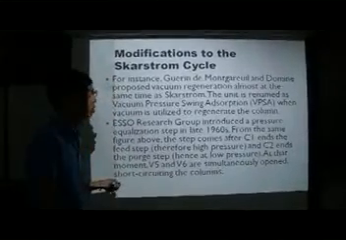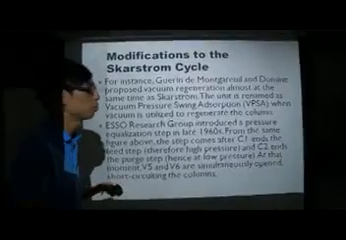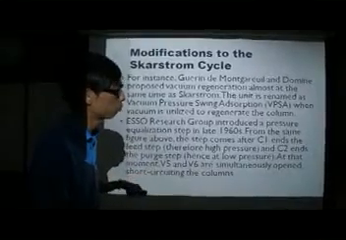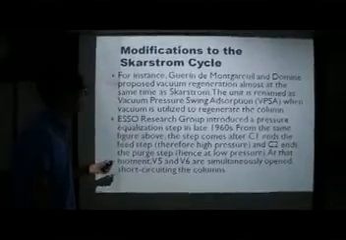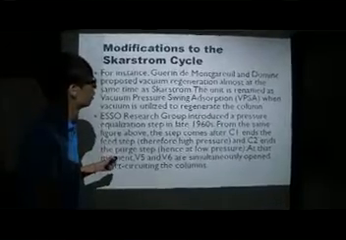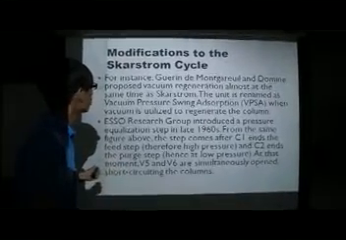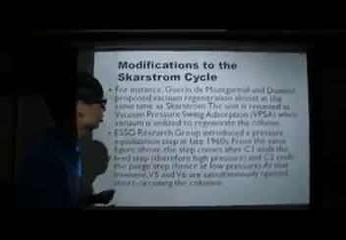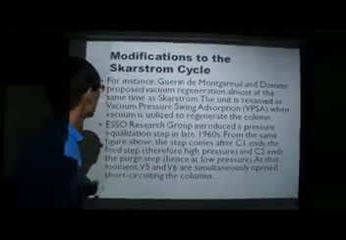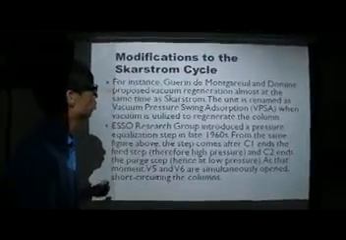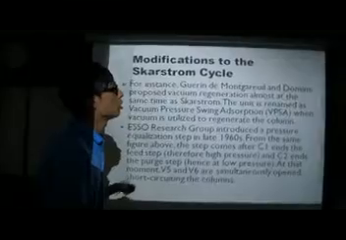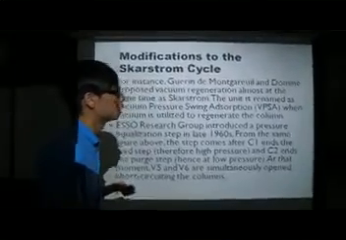Okay, there are a few modifications to this Skarstrom cycle that people have made today to make the PSA cycle a more feasible, more economical and more attractive method for separation. For instance, Montgareuil and Domine proposed vacuum regeneration almost at the same time as Skarstrom. The unit is renamed Vacuum Pressure Swing Adsorption, or VPSA, when vacuum is utilized to regenerate the column. When vacuum is utilized, the pressure inside the column decreases below atmospheric pressure, so that the highly selective component will be easily desorbed.